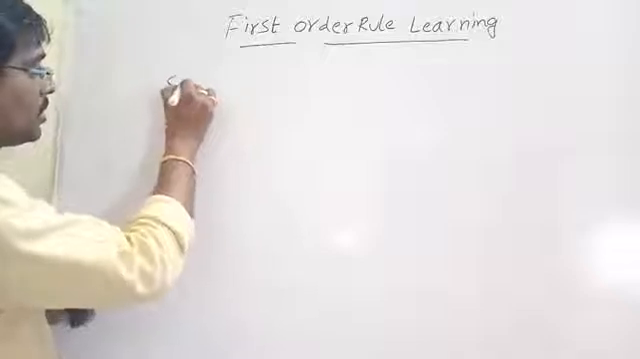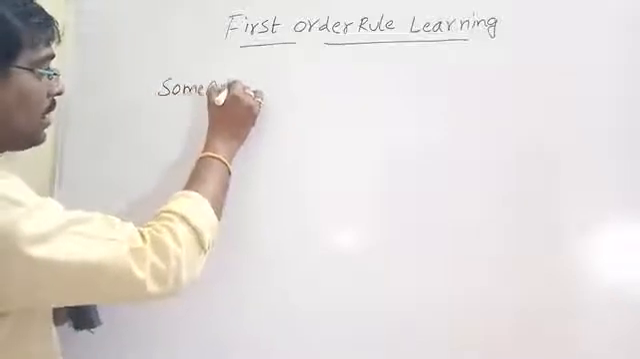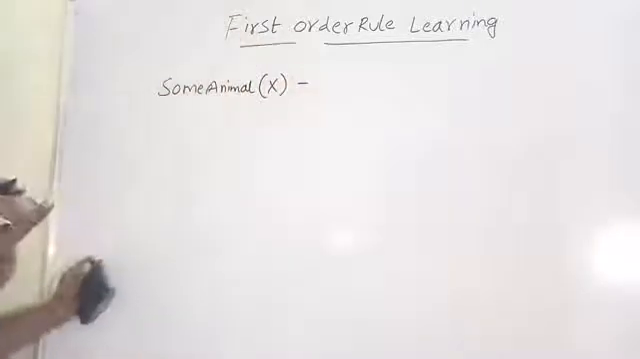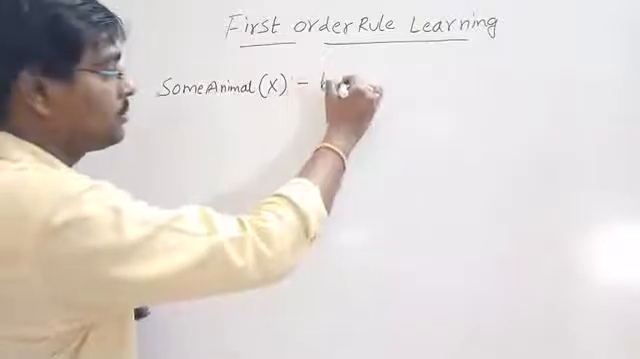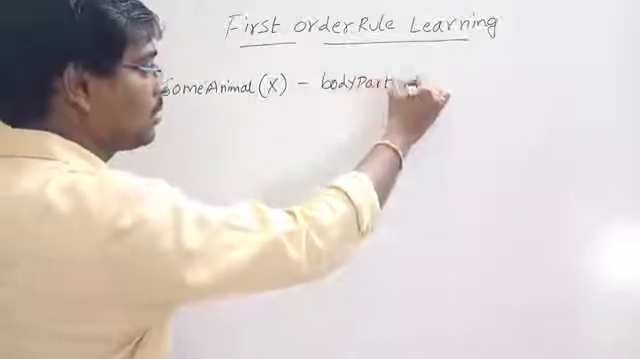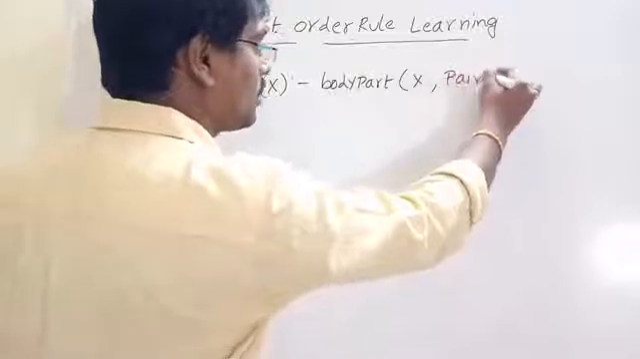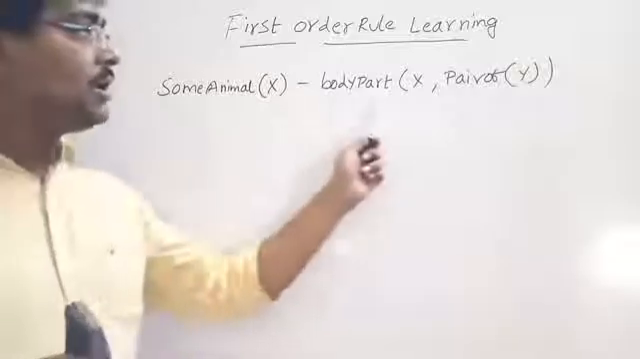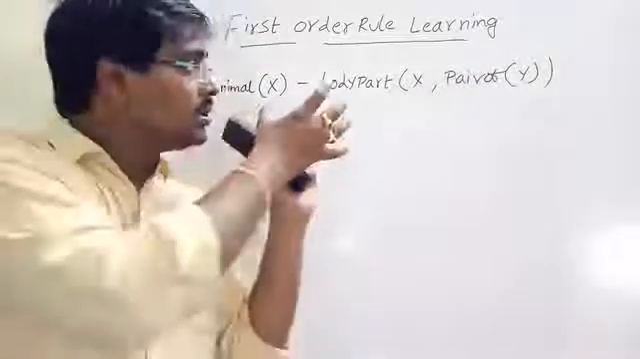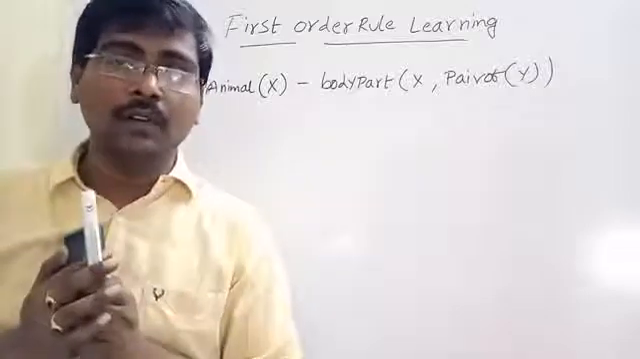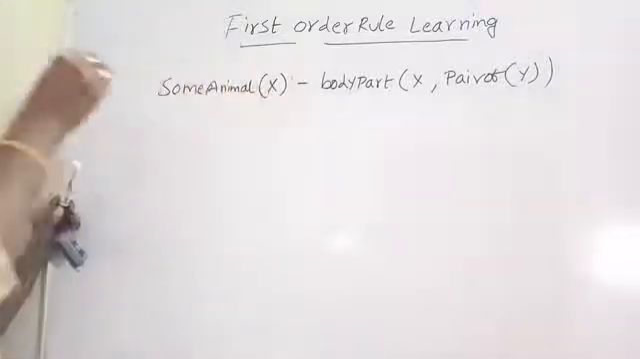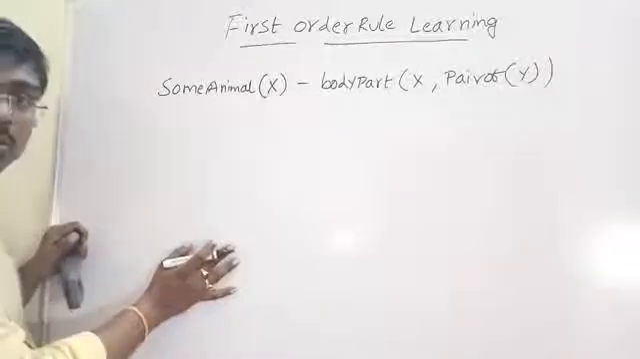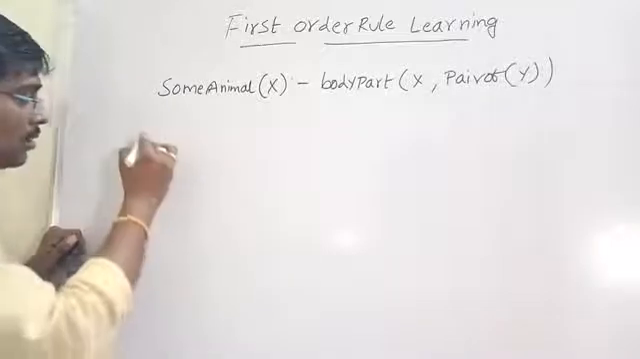Suppose my Prolog representation is some animal of x, body part of x comma pair of y. Some animal of x, body part of x comma y. Suppose this statement is represented in two types of clauses. This Prolog clause can be equivalently written using two first order rules.